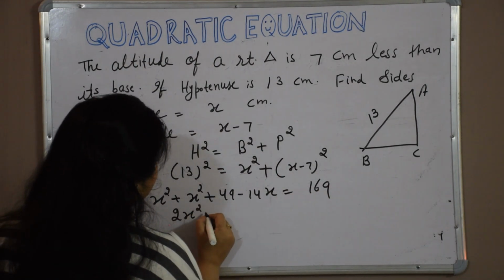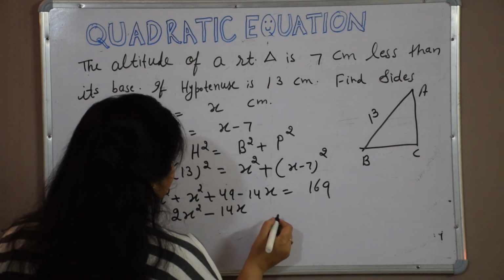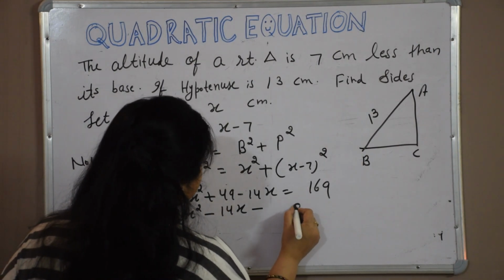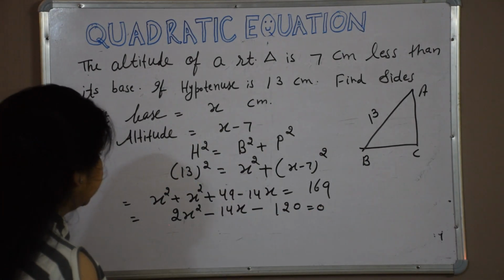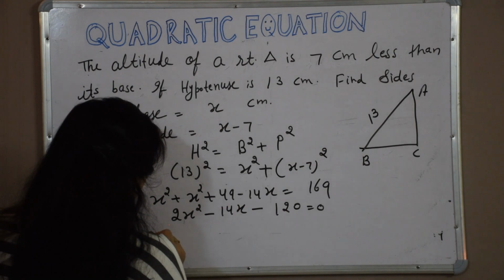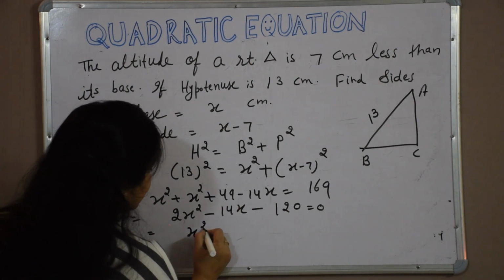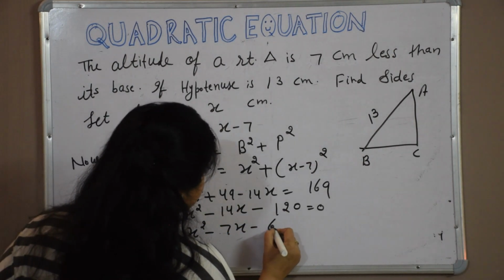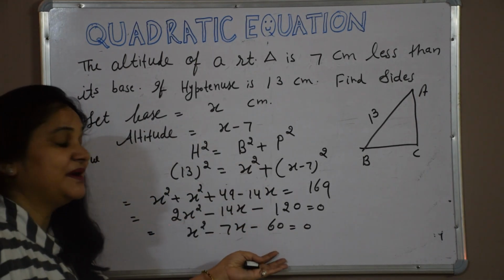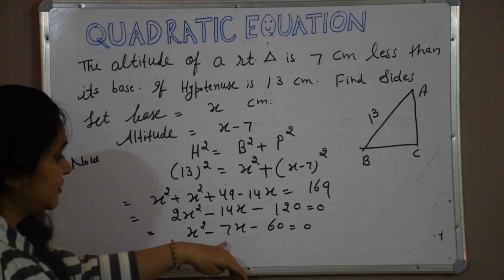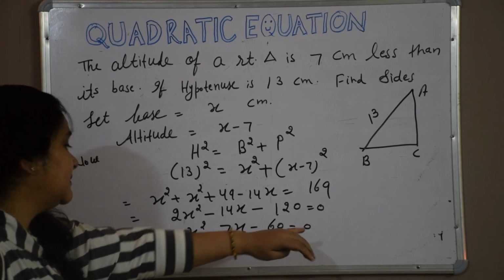2x square minus 14x minus 120 equals to 0. We can throughout cancel with 2. By cancelling throughout 2, we can divide each term by 2. So it becomes x square minus 7x minus 60 equals to 0.